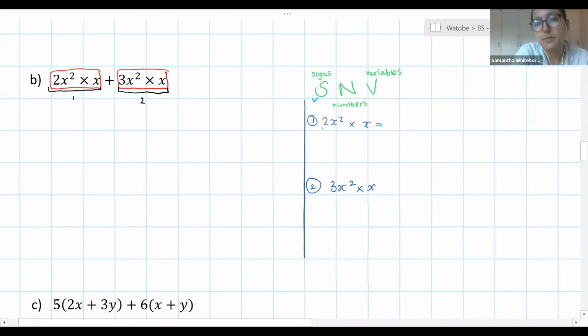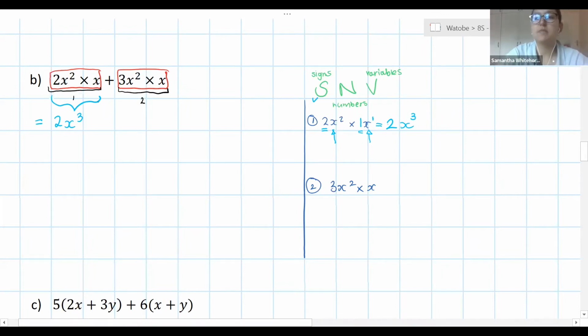I then deal with the numbers, which is 2 times, and we know that there's a 1 in front of this x, so 2 times 1, which is just 2. And now I need to remember that when I multiply variables, my exponent laws need to come into play. And so x squared times x is x cubed, because remember, I add the exponents together, and that x has an exponent of 1. So this very first term simplifies to 2x cubed.